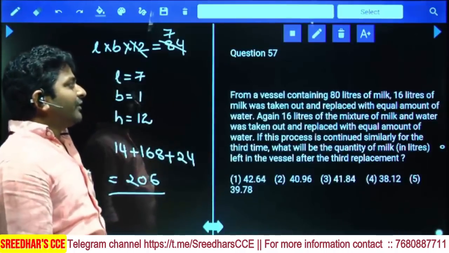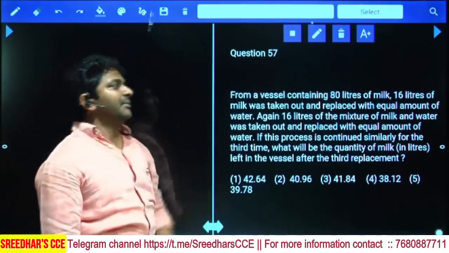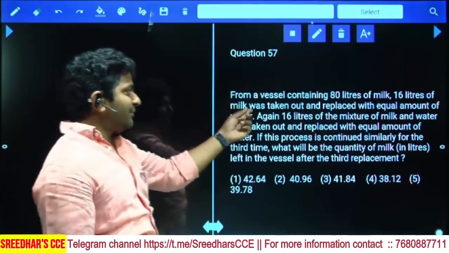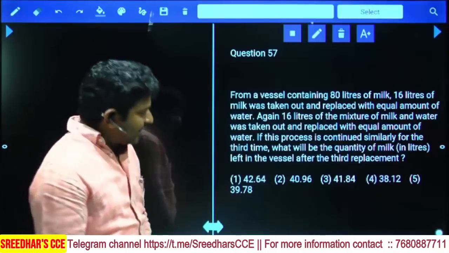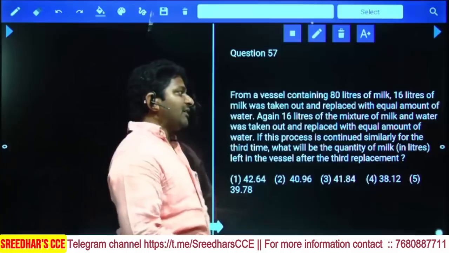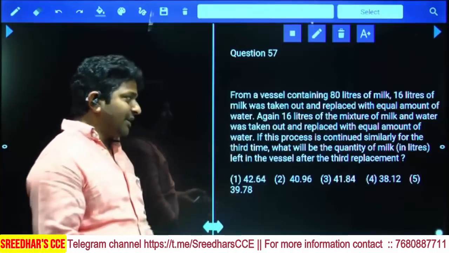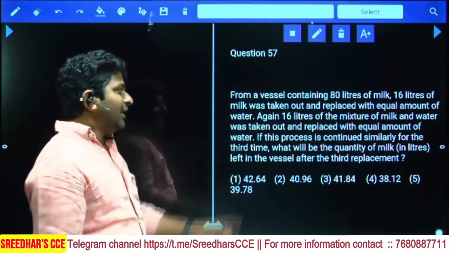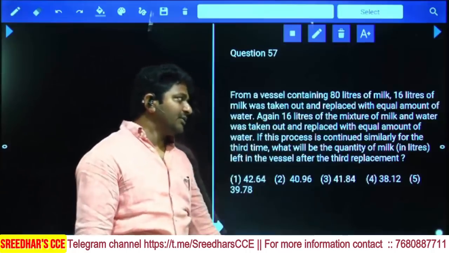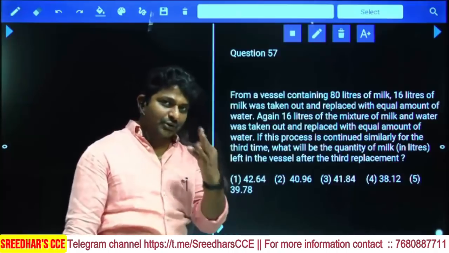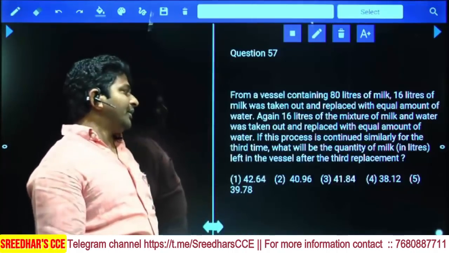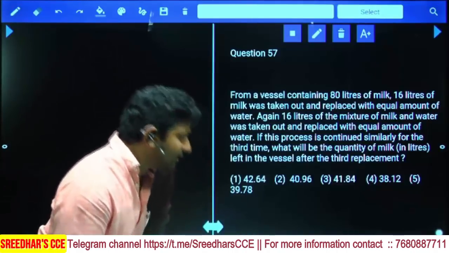Next. From a vessel containing 80 liters of milk, 16 liters of milk is taken out and replaced with an equal amount of water. Again, 16 liters of the mixture of milk and water is taken out and replaced with an equal amount of water. If this process is continued similarly for the third time, so we are repeating the process for a total of 3 times, what will be the quantity of milk in the vessel after the third replacement?